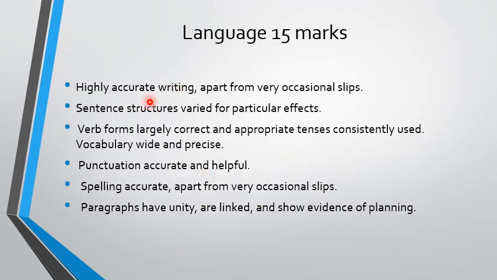Then 15 marks for language. Your language has to be highly accurate. Occasional slips can be ignored. Your sentences have variety, like simple, compound, and complex sentences used with good purpose. Your verb forms are correct. Your tenses are good. And your vocabulary has a wide range. You know many words. You are not repeating your words, and your punctuation is correct and really helpful. It is not put in unnecessarily. Your spellings are accurate, and your paragraphs have unity and are linked.